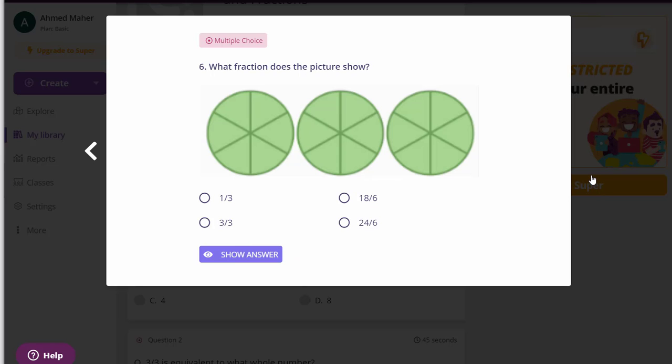And the next question. What fraction does this picture show? Okay, Hazem. 18 sectors. Excellent. So this is 18 sectors. Count them, my heroes. It's 18 sectors. And of course, this is 3 whole. So it's the same. 18 sectors is 3 whole.